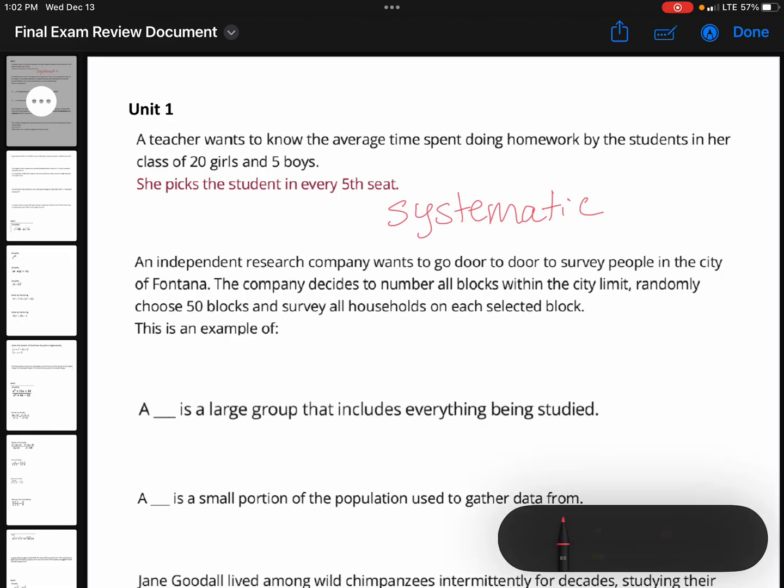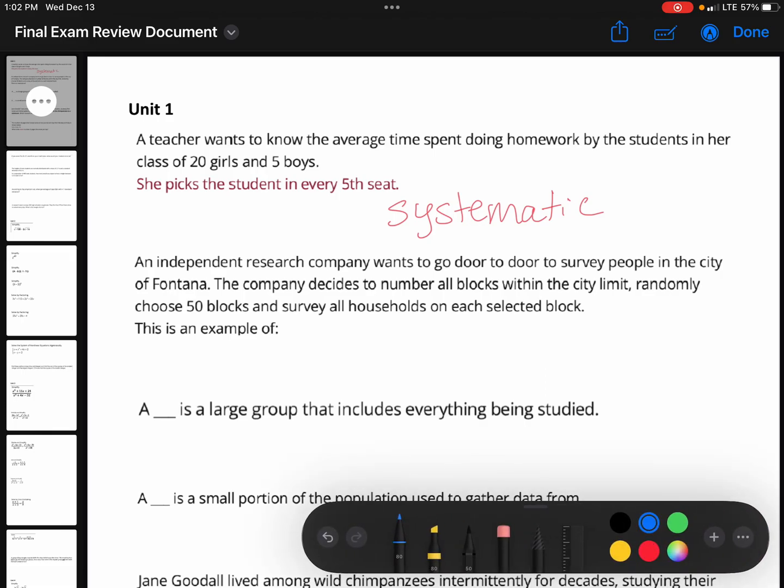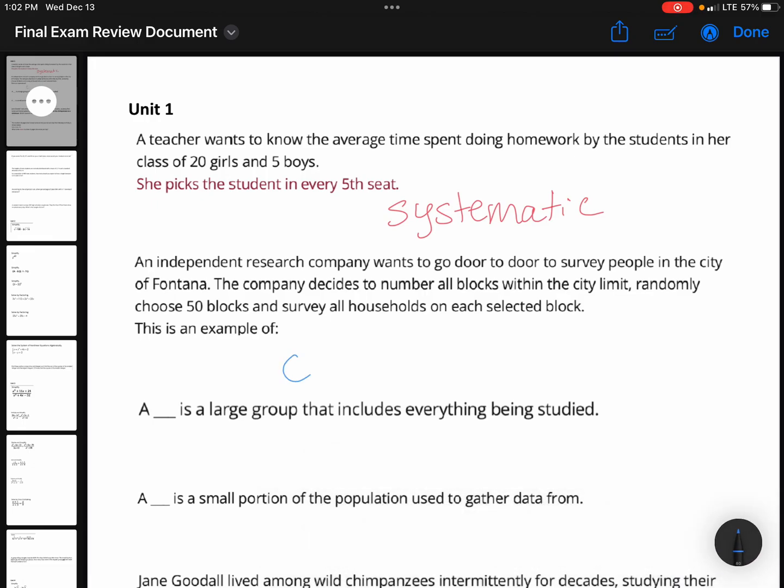The next one says an independent research company wants to go door to door to survey people in the city of Fontana. The company decides to number all blocks within the city limit, randomly choose 50 blocks, and survey all households in each selected block. So it's dividing them up, but then picking a whole group, a specified group. So what we would call that is a cluster random sample.